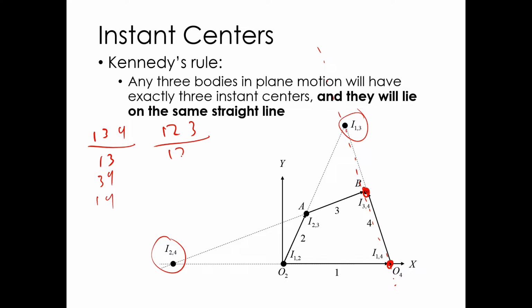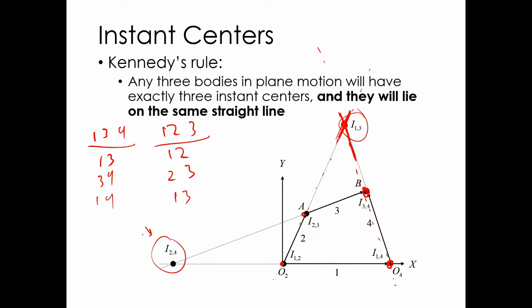We know 1, 2, and 3. We know where 1,2 is at. We know where 2,3 is at. 1,3 is the one we want. So we find 1,2, we find 2,3, and we draw a line formed by those 2 points. We know 1,3 has to be on that line. So we know 1,3 has to be on this line, and it has to be on this line. There's only one intersection point between those lines. That's the instant center for 1,3.